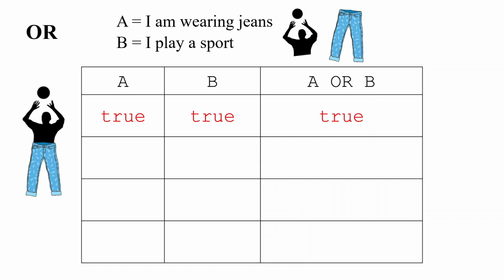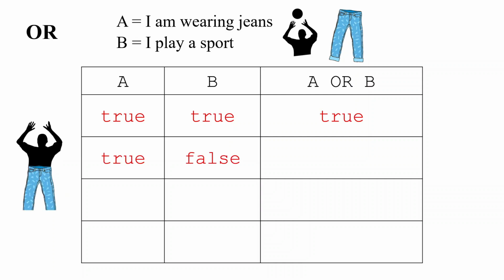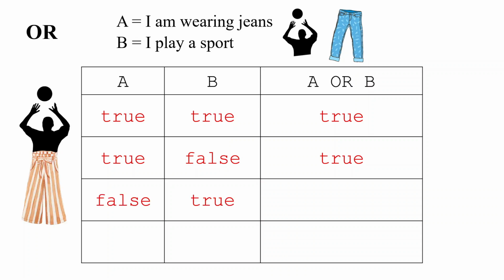And they are. The next combination, if someone's wearing jeans, but they don't play a sport, is that person standing up? Because I said, hey, if you're wearing jeans or you play a sport, stand up. They are. I said or, which means only one of them has to be true. They both can be true, but only one of them has to be true in order for you to have been standing up in the class.